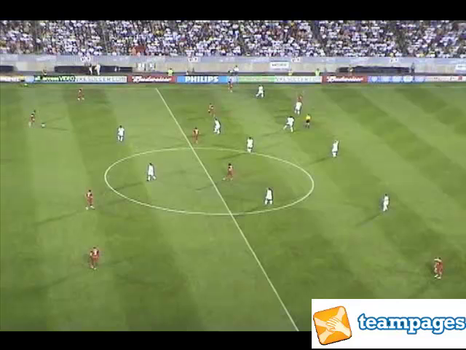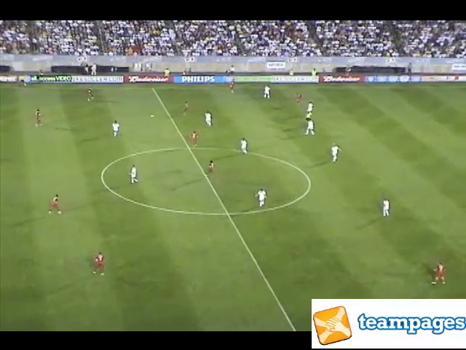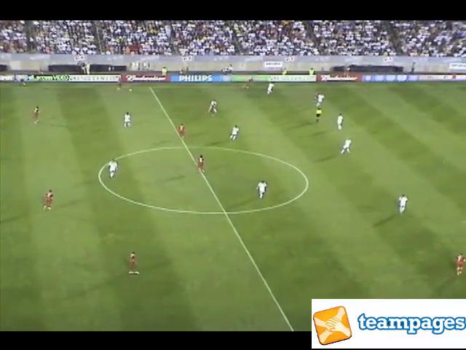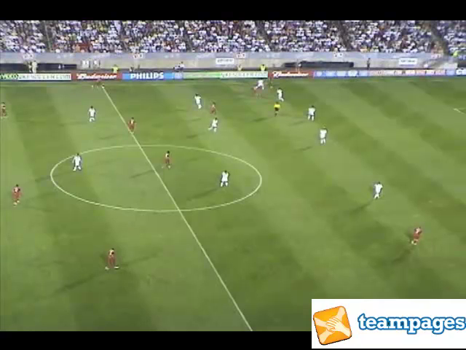But they are well organized. They're basically compact in the back. Not a lot of big gaps for them to exploit. And of course, we'll have the goalkeeper in behind as the last player, ready to deal with that last big ball that's hit over the top.